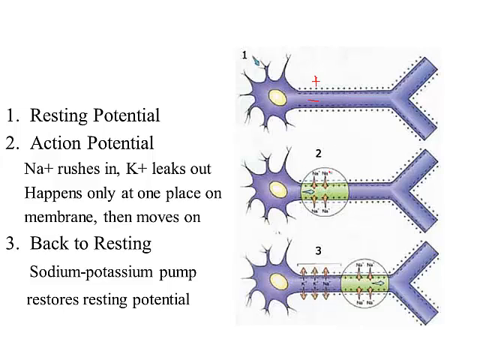So in the action potential, sodium ions are going to rush in, and that's going to make the inside more positive just at that spot, and the outside is going to be more negative. But notice the rest of the membrane is still positive on the outside, negative on the inside. So this happens only at one place, and then it's going to move on.